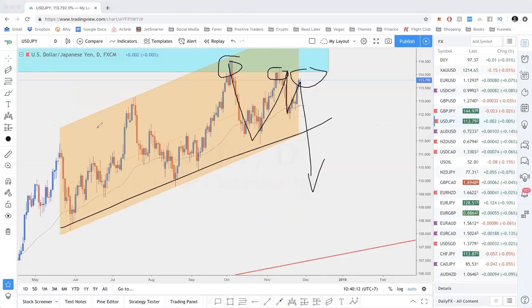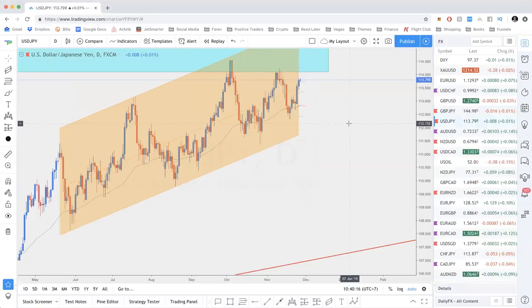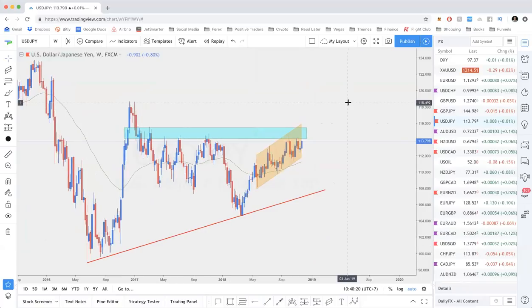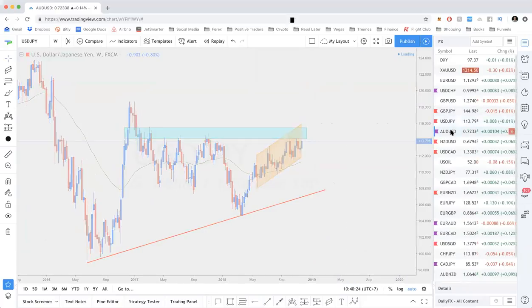You can see I put the regression channel on here so you can see the channel. I just call it a channel. I don't necessarily always call it a regression channel. But yeah, we'll see what happens. Maybe some downside on that pair as well. That's why I just have them in red as I'm looking at them.